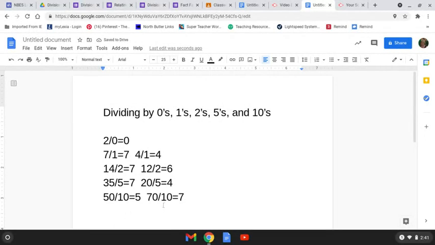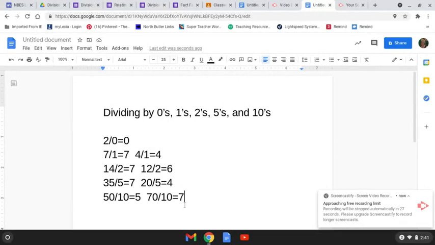If you knew that there are 7 10's in 70, then you were right, and you are well on your way to knowing your fact families. But that's what you're going to focus on today, is just dividing by those zeros, ones, twos, fives, and tens, those easier ones that you're able to count by those multiples to get you to that dividend.